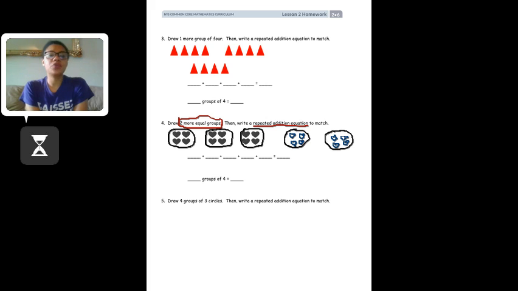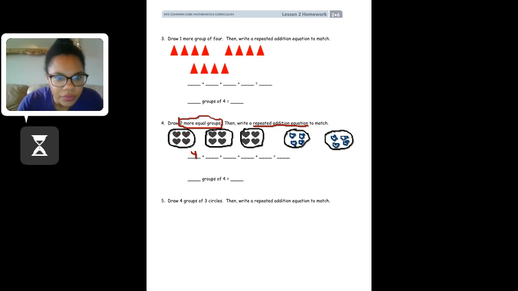So let's see. How many groups do we have? We have 1, 2, 3, 4, 5. We have 5 black circles or 5 equal groups that has 4 hearts in each group. So now I'm going to grab my red pencil and I'm going to add the number of hearts in my blank. So in my first group, I have 1, 2, 3, 4 hearts. So I'm going to put a 4 down in my first blank.